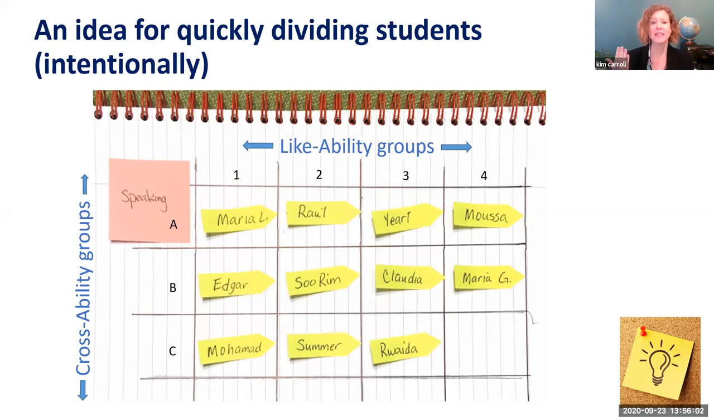Now I can very easily put people into like ability groups by just looking across the chart. And so the people in one row have more or less like ability in speaking. And if I want people in cross ability groups, I look at the column. And so I have more or less a cross section of speaking abilities in that group.